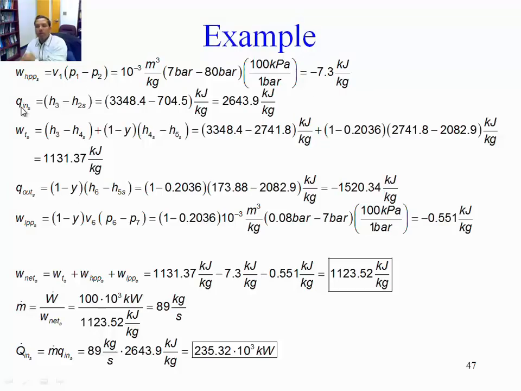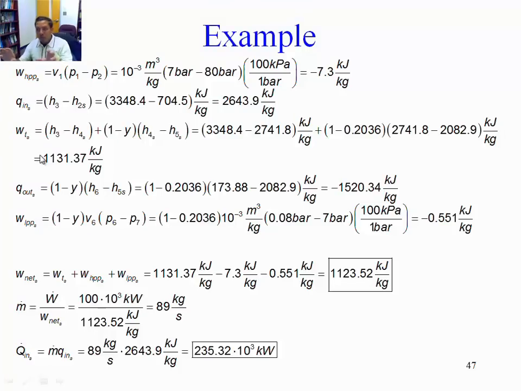We already found this. The Q in, which is the investment in fuel, is the enthalpy change in the boiler, which is enthalpy out minus enthalpy in, 2643.9. The work on the turbine, according to the first law analysis, is H3 minus H4 plus (1 minus Y, where Y is the extract) times H4 minus H5. And that yields 1,131.37 kilojoules per kilogram. That's the work in the turbine.